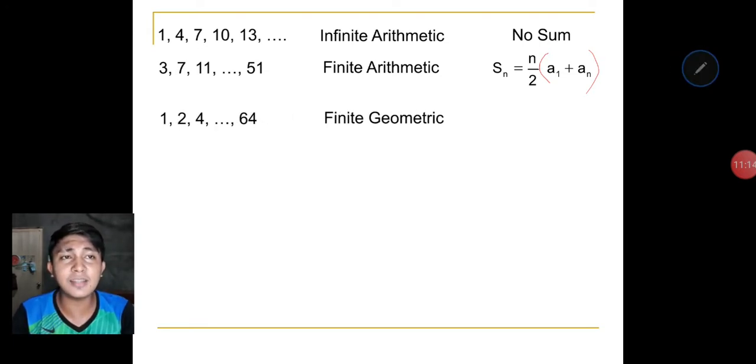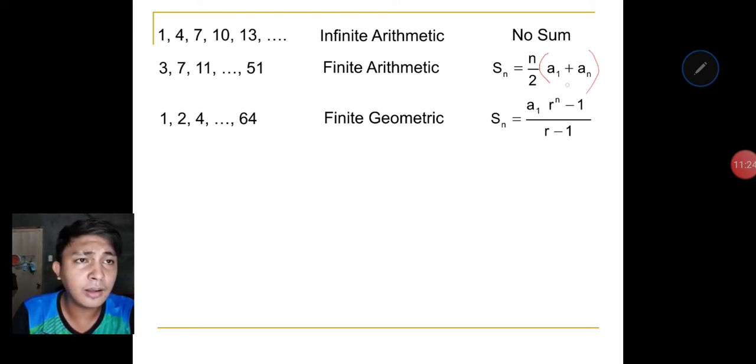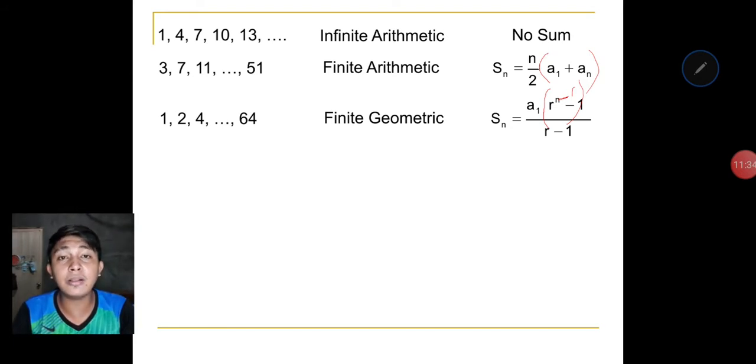So, could we find the sum? Pag finite geometric, of course, we could find the sum by using the formula S sub n is equal to a1 times r raised to n minus 1, this is exponent, minus 1, over r minus 1. Sorry for the typographical error.